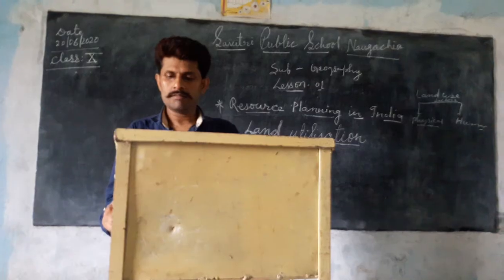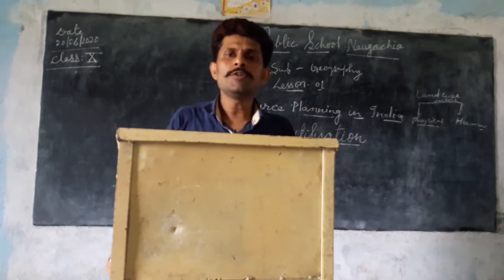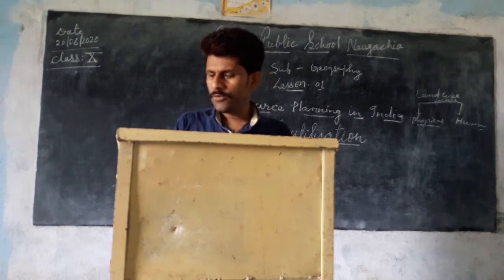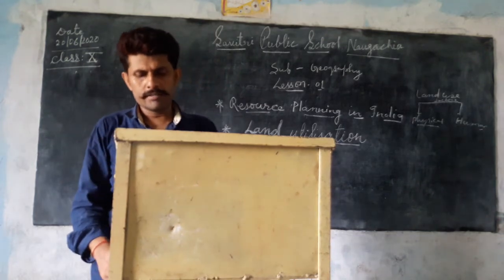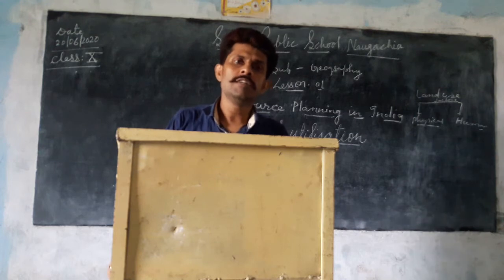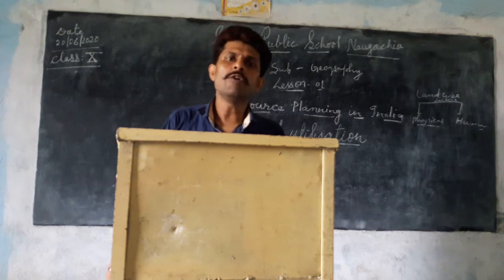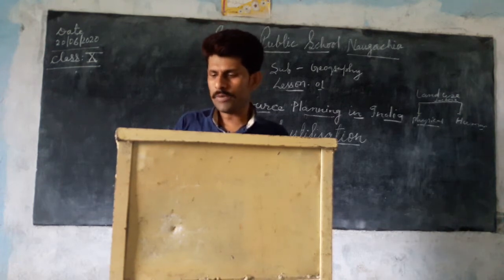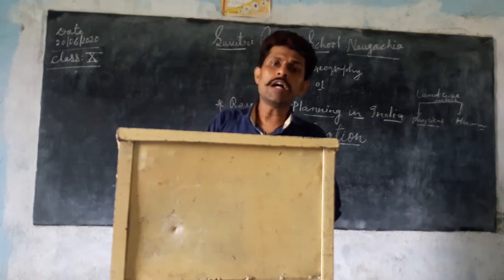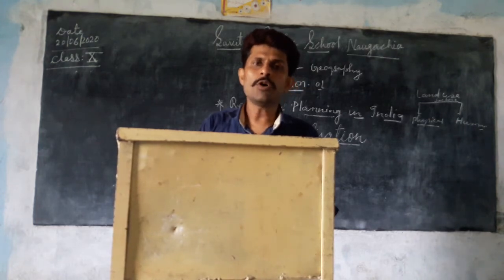The total area of our country is 32,87,263 square kilometers. Out of this area, land use pattern of only 93% is available because the information about the land occupied by China and Pakistan is not available. Students, if you see the land use pattern of India, we will see a change. Two data sets are given in your book, one of 1960-61 and second one of 2008-9.